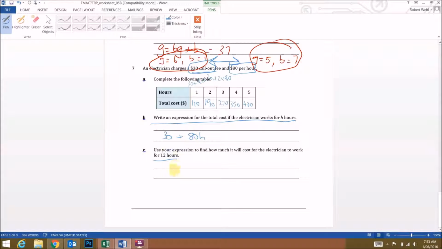Here we just substitute. So we go 30 plus 80 times 12, because H equals 12. Order of operations tells us to do that one first. 80 times 12 is 960. We add them together and we get $990. And of course, you would put this answer in a sentence.